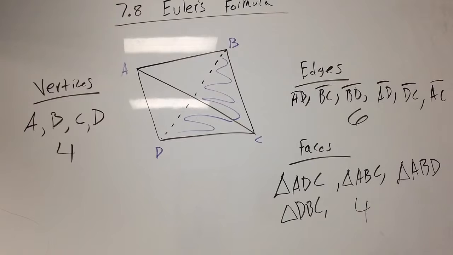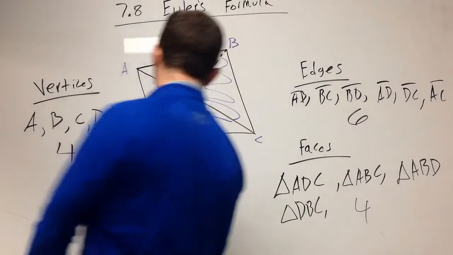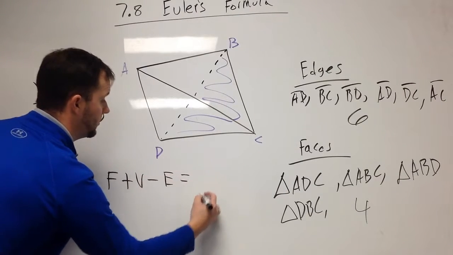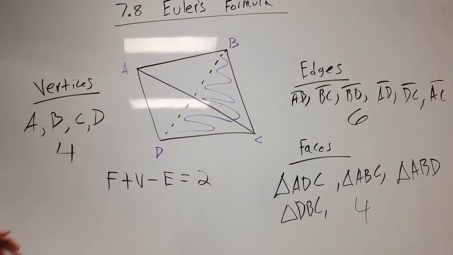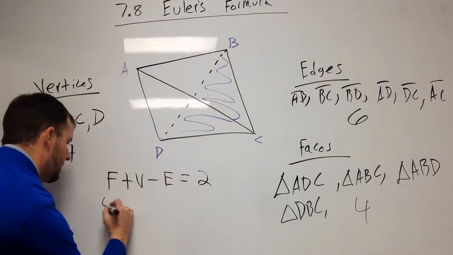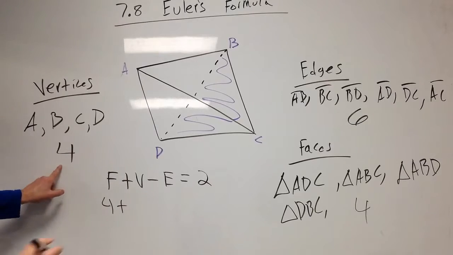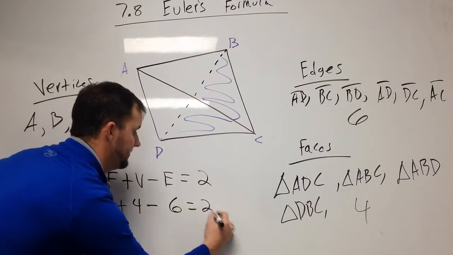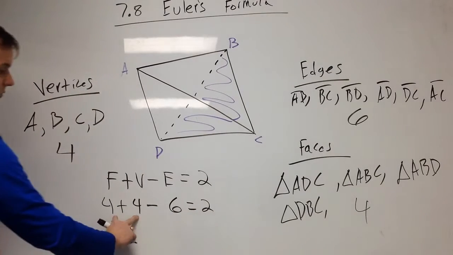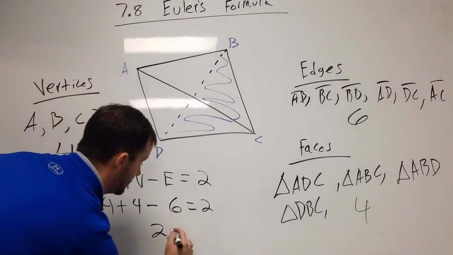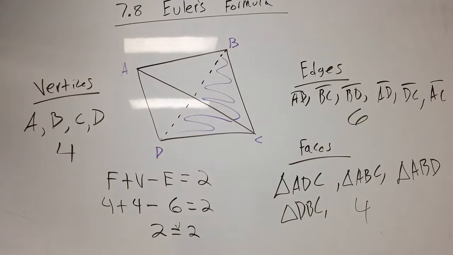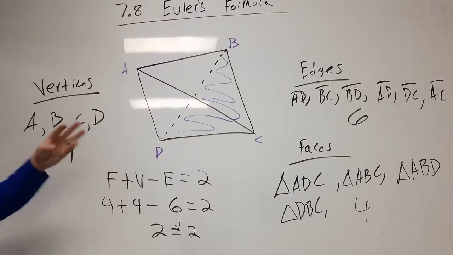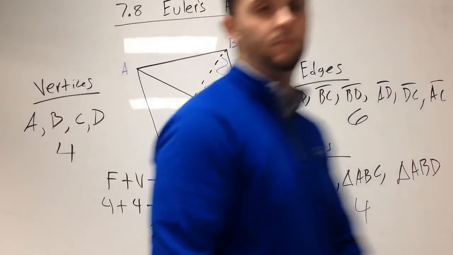So now let's go ahead and see if Euler's formula works. Earlier I told you Euler's formula is the faces plus the vertices minus the edges is going to equal 2. Right now, my faces, I have 4. On my vertices, I have 4. Then I'm going to subtract my edges, which is 6. Let's see if this is equal to 2. 4 plus 4 is 8. Minus 6 is going to equal 2. So ladies and gentlemen, Euler's formula does work out. With this being said, now I can use this to help me find how many edges, vertices, or anything else that's written on it.